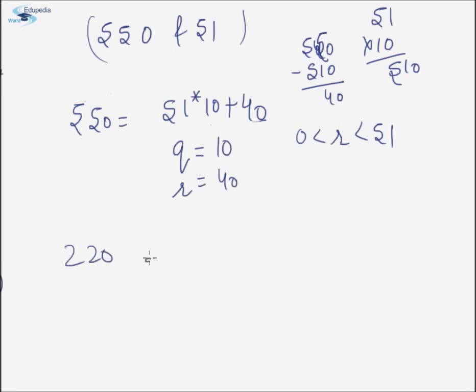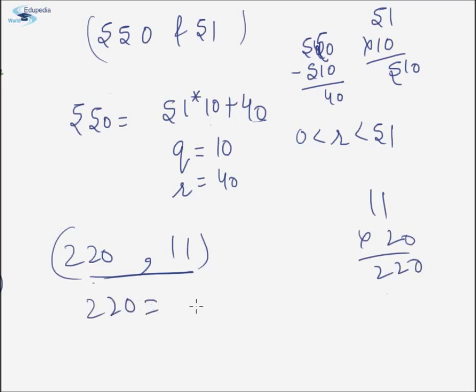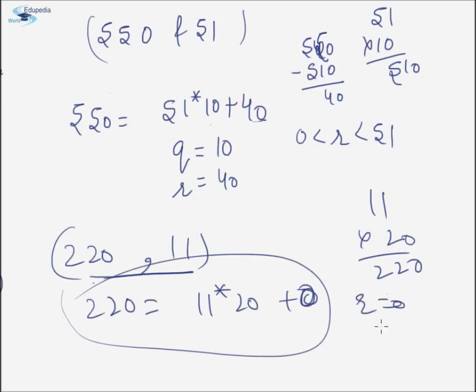If we want to apply the same division lemma to the values 220 and 11, for these numbers we know that 11 into 2 is 22, so 11 into 20 will be 220. Thus we can say that 220 is equal to 11 into 20 plus 0. So this is the case when the value of r is 0. Clearly it is also satisfying the limitations on r, that is r should be in between 0 and b, where b here is 11 and a was 220.